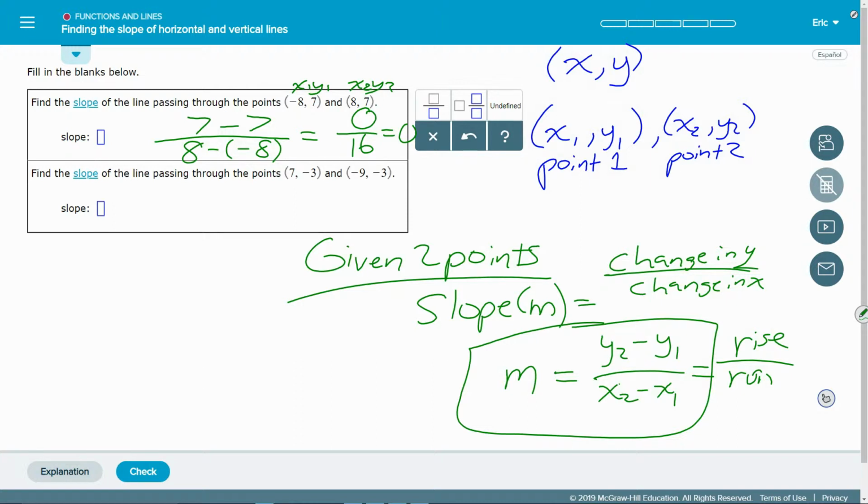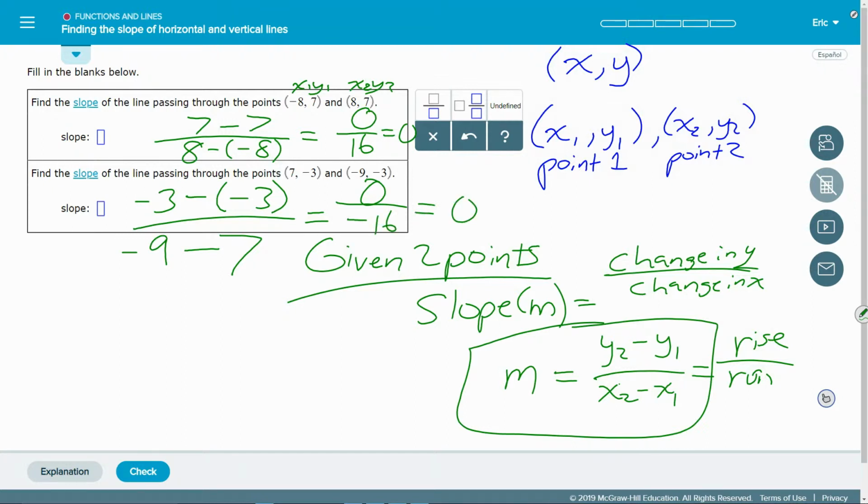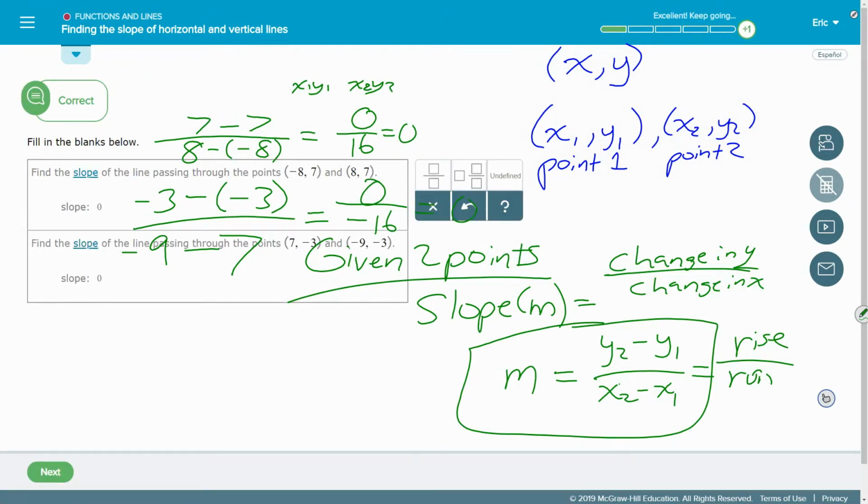For the second problem, I have (7, -3) and (9, -9)... Same thing. y2 minus y1 over x2 minus x1. Negative minus negative is an addition, so -3 plus 3 is 0. -9 minus 7 is -16. So my slope is 0, plain and simple. And that's how you do problems like this.